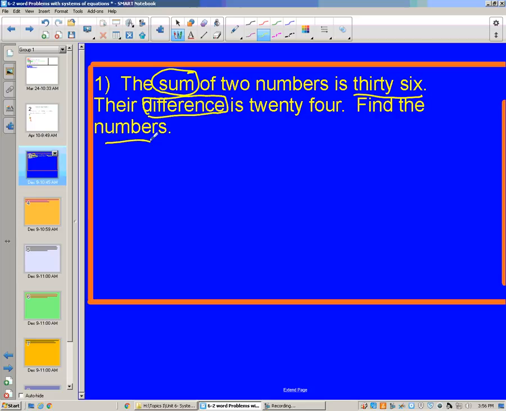Find the numbers. Okay, so now I want to make sure that I am calling the numbers something. I know that there are going to be two numbers. Let's say the first number is x and the second number is y. What do I know about them? I know their sum equals 36, so x plus y equals 36, and I know their difference is 24, so x minus y equals 24. Now I have two equations here.